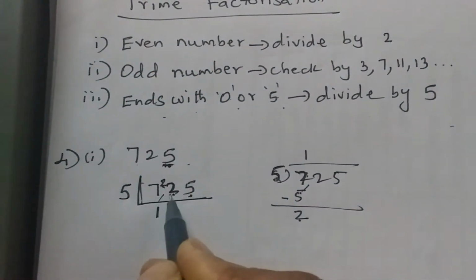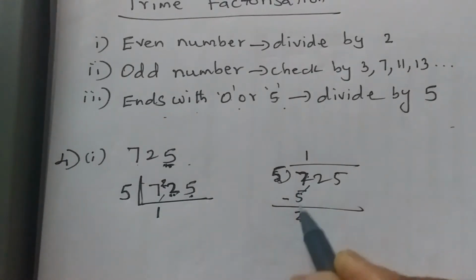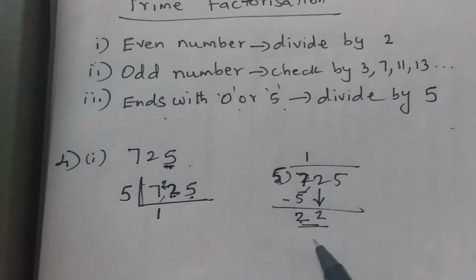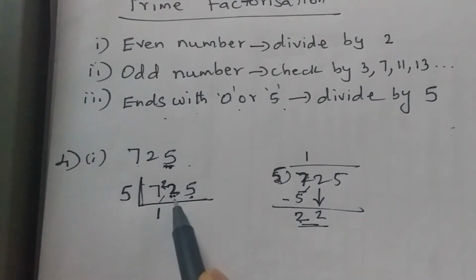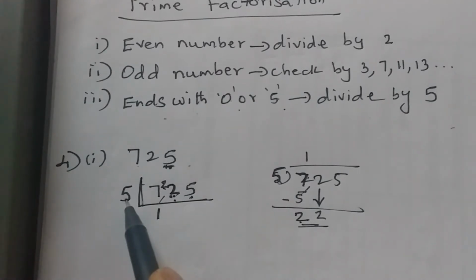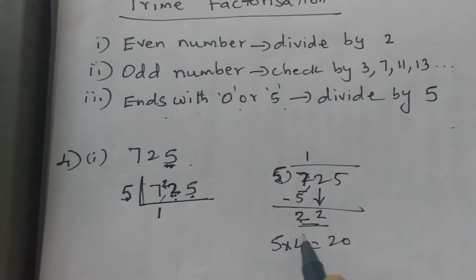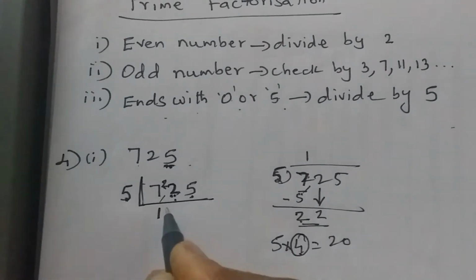That 2 we carry with the next number, so it becomes 22. In normal division, what do we do? 7 minus 5, then we bring down this, and it becomes 22. So all this we do in a short way here. Now till 22 comes, you tell the 5 tables. Yes, 5 fours are 20. So which is the quotient? This 4 is the quotient. Only that 4 we have to write here.